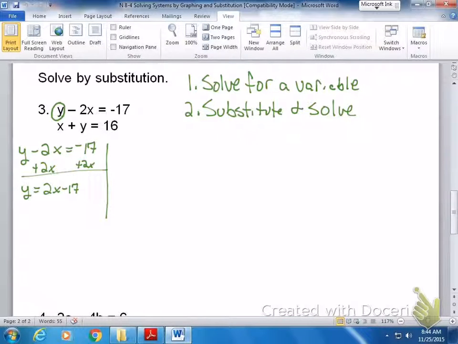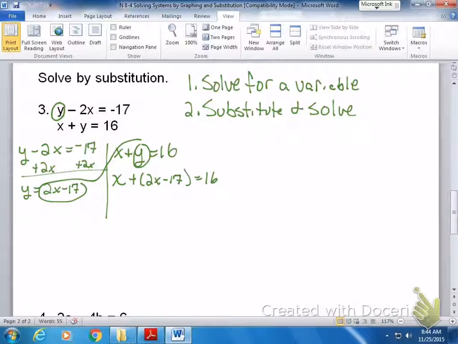Okay. So now I'm going to take my other equation, which was x plus y equals 16, but I know what y is. Y is 2x minus 17. So I'm going to write x plus, and I'm going to put it in parentheses even though it doesn't matter too much this one. I'm going to write in my y. 2x minus 17 equals 16. Now since it's a plus sign, there's nothing to distribute, so I really have x plus 2x minus 17 equals 16. I have some like terms that I can combine. X plus 2x gives me 3x minus 17 equals 16.